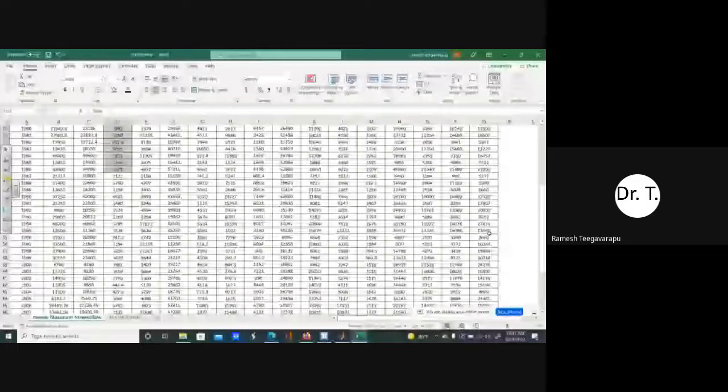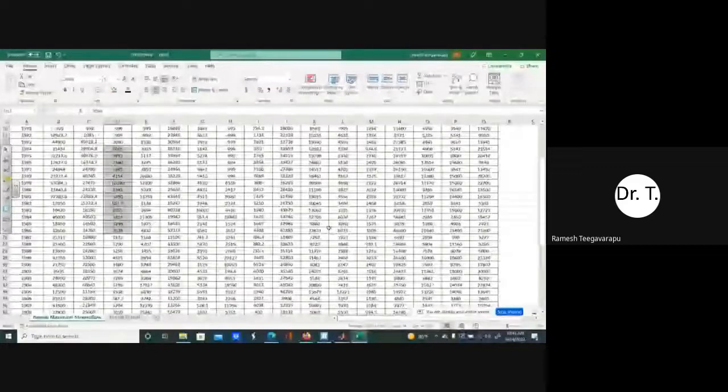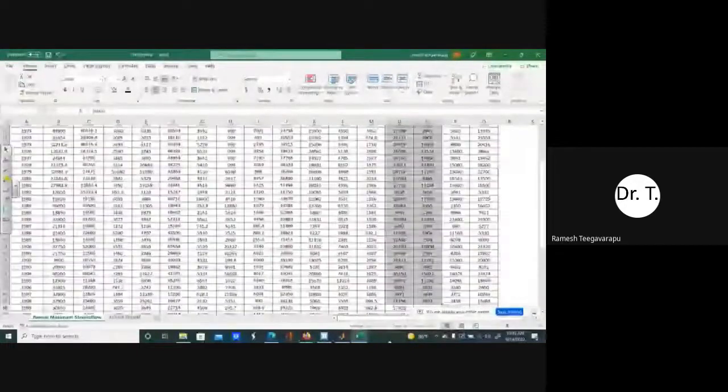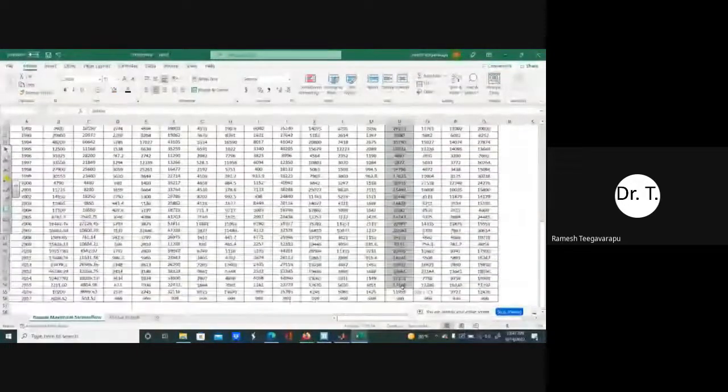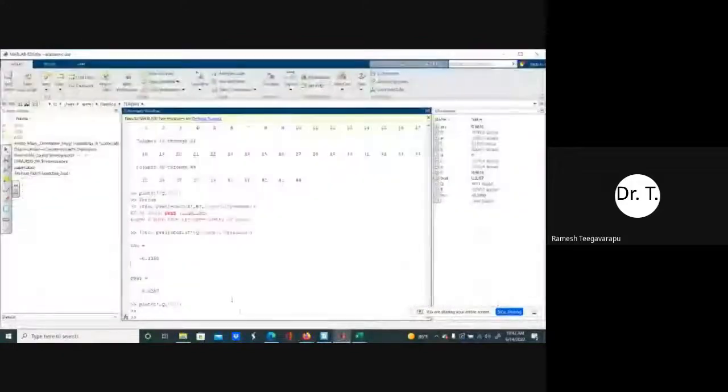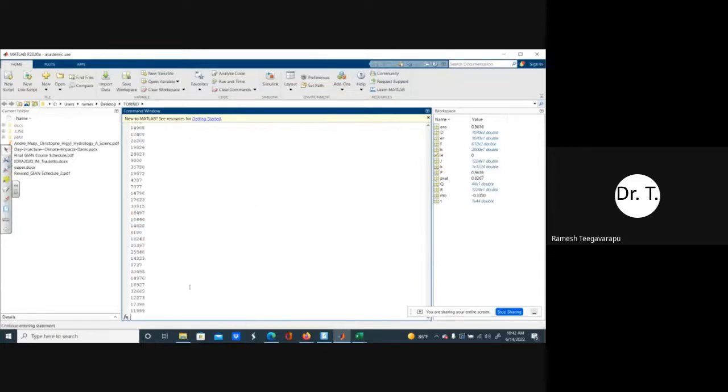Unfortunately, for many of our time series, we may not have long records. For example, here we may have some data sets from 1966. If I take this data set from 1966 and see if there's any trend in the data, that helps us assess whether we can go for the frequency analysis or not.